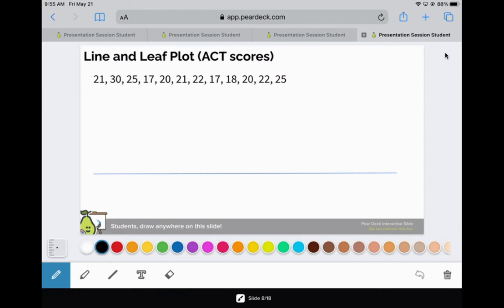So let's do line plot, okay? Be careful with line and dot plot. Line is we use the X as the symbol, as the icon that we're going to use. The dot plot, we use the dot. So in here, I got 21. I'm going to look for the lowest, which is 17. And the highest would be 30. Okay, so I'm going to go from 17 to 30.